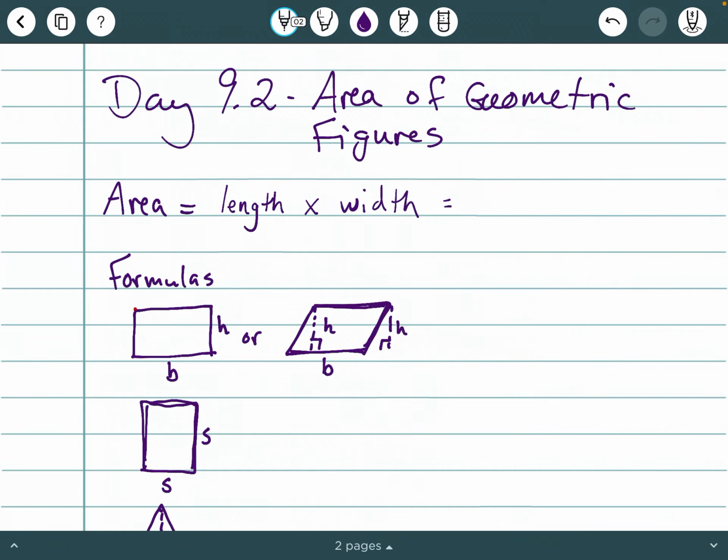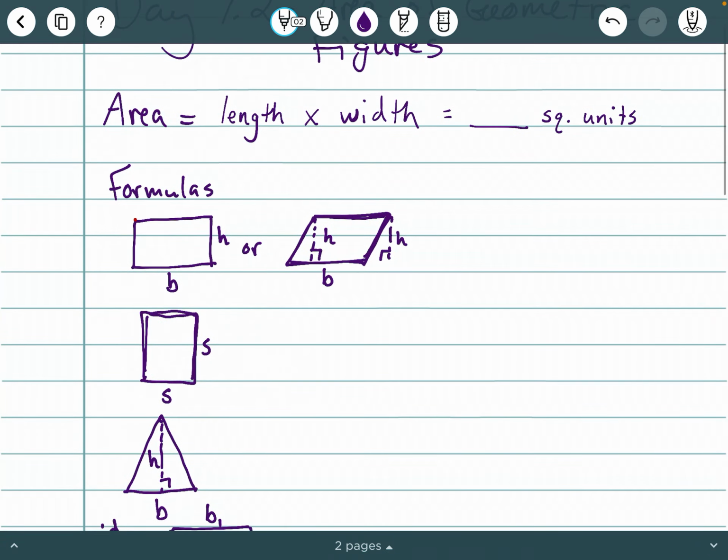And that will always give us an answer that is in square units. Sometimes we need those units of measure, sometimes they're not given to us, and so you don't have to put those. So we've got some basic formulas for area.